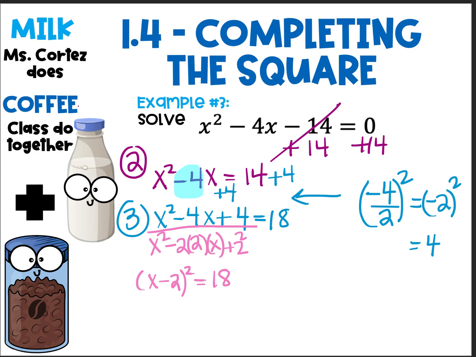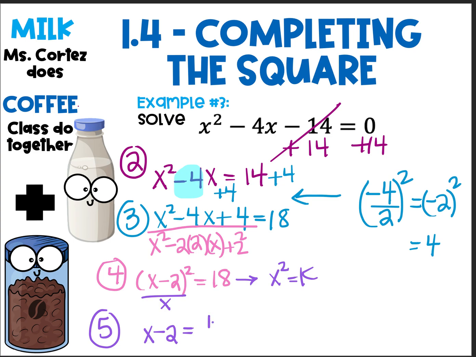Then we apply the square root property. This was my fourth step. And my fifth step is to apply the square root property that we just learned. The square root property is the one that says if x squared equals k, then x is equal to positive and negative square root of k. So this is my x in this case. I will have x minus 2 equals positive and negative square root of 18. From this point on, it's just simplifying and moving that negative 2 to the other side.